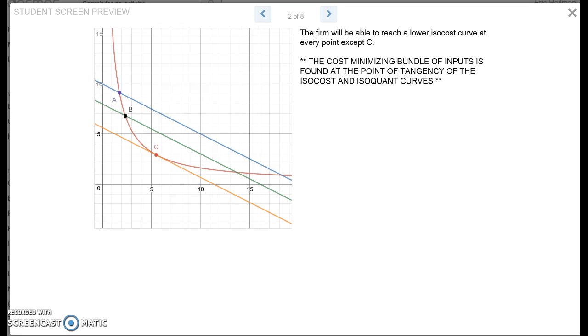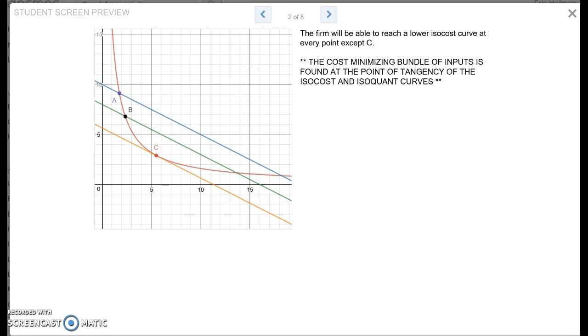It turns out that point C would be the cost minimizing combination of capital and labor. That looks like right about 5.5 units of labor and just about 3 units of capital. So if the firm wanted to produce 50 units of output, that combination of labor and capital would cost the least amount of money and still produce 50 units of output. Graphically, it should not surprise you that the cost minimizing bundle is again going to be at a point of tangency.